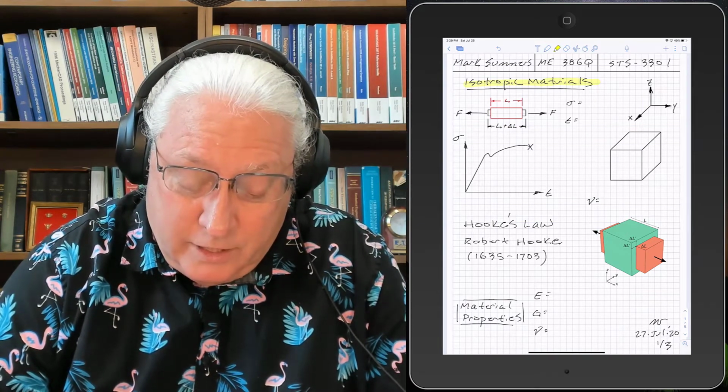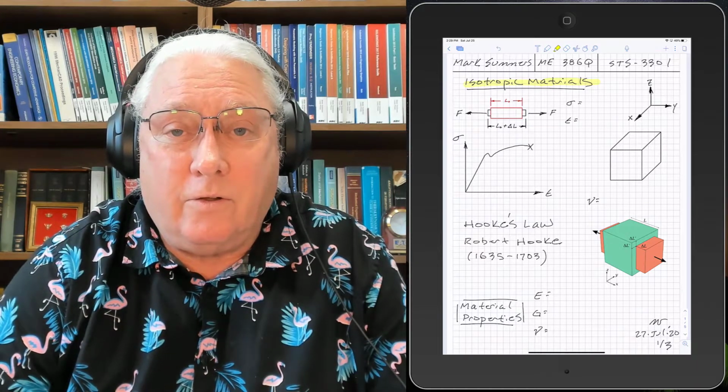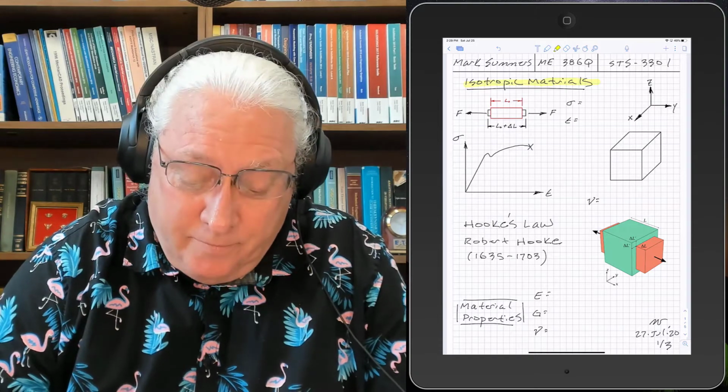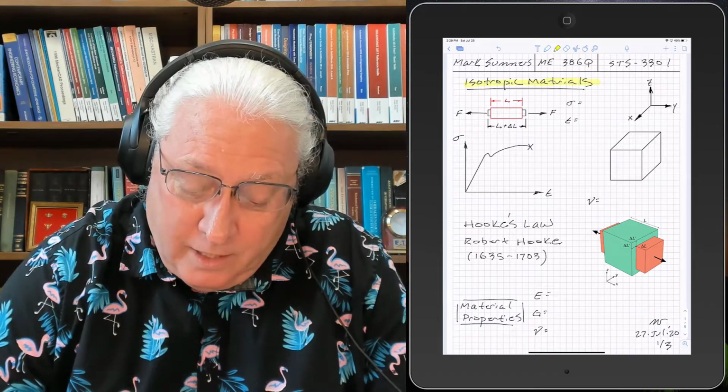But you'll also notice that as you pull on it in the axial direction, it also contracts in the other two directions, the lateral directions. And that's due to something called the Poisson effect we'll talk about in a little bit.